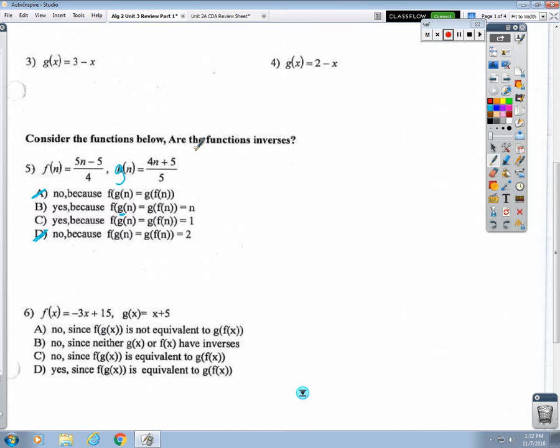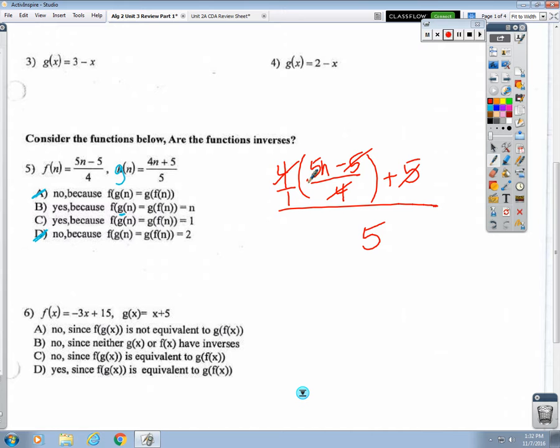Okay, so starting with the g function, (4n plus 5) over 5. That's the g function. And now I'm going to plug the f into it. (5n minus 5) over 4. Okay, so 4 is a whole number, so over 1. Those cancel. The negative 5 plus 5 cancels. And the 5 over 5 cancels, leaving just n. That's why B is the answer.